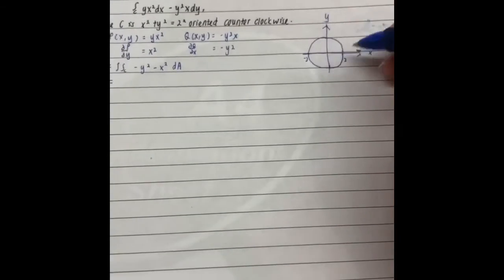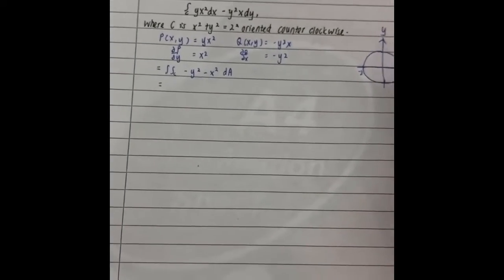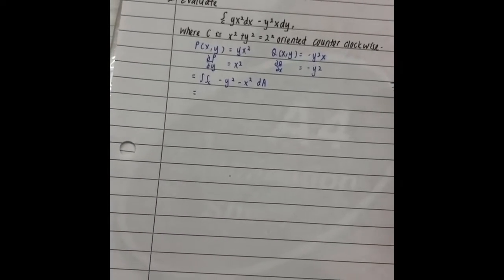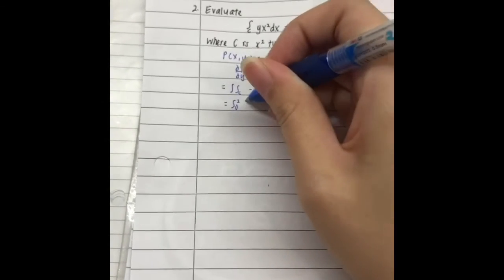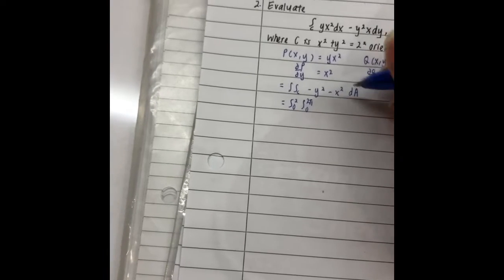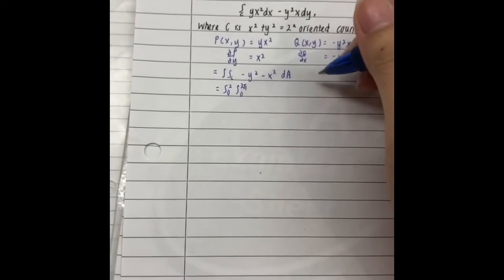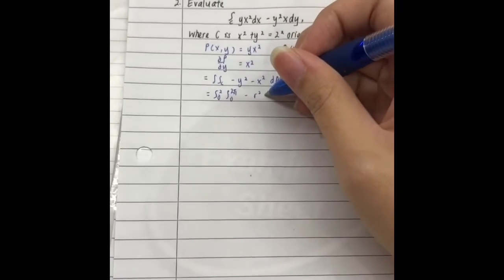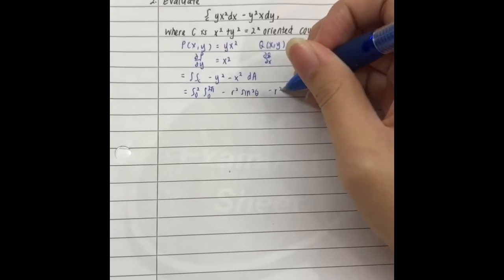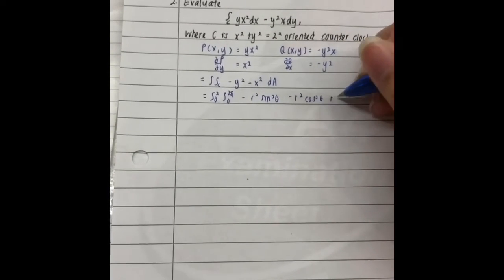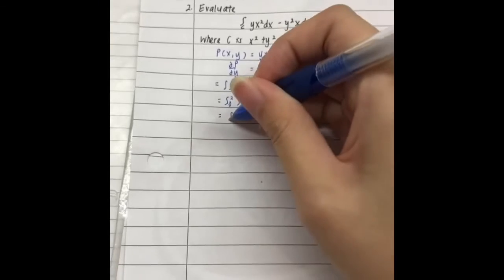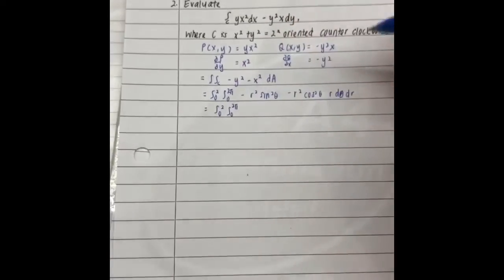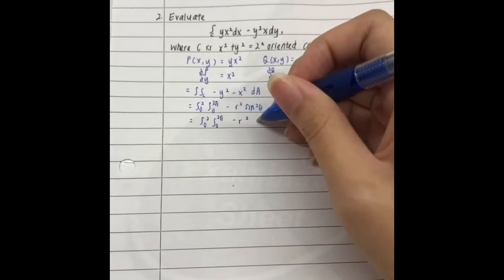And from this diagram, we know that the radius is from 0 to 2, and theta is 0 to 2 pi, which is a full circle. Hence, the equation becomes the integral from 0 to 2, 0 to 2 pi, and we substitute y equals r sine theta and x equals r cos theta, and then we get negative r squared sine squared theta minus r squared cos squared theta, r dr d theta. And then we simplify.